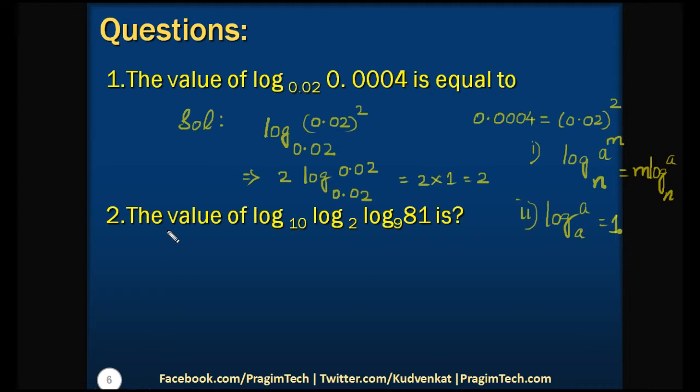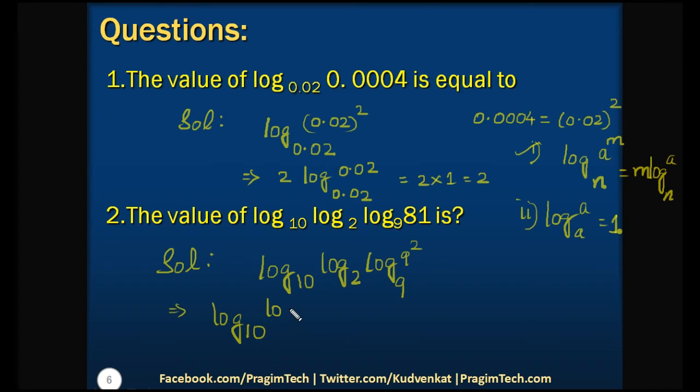Let's look into the second question. The value of logarithm of log 2 of log 9 of 81 with the base 9... in order to solve this question, let's start from log 81 to the base 9. As you know, 81 we can write as 9 square. So let us substitute that: first, logarithm of 9 square to the base 9. From this property, we can write it as 2 into logarithm of 9 to the base 9.